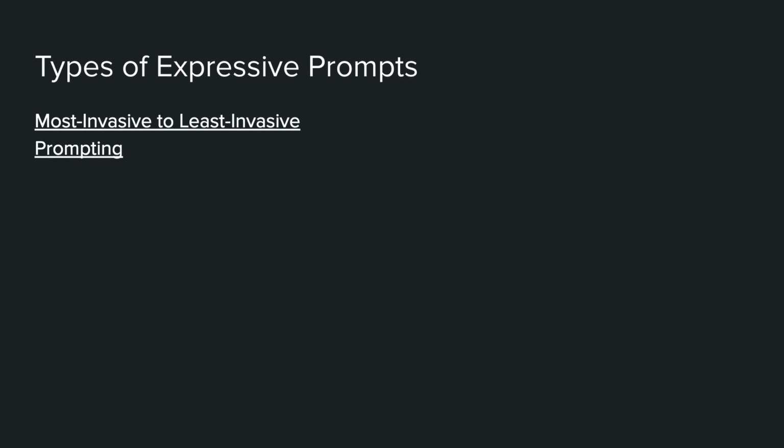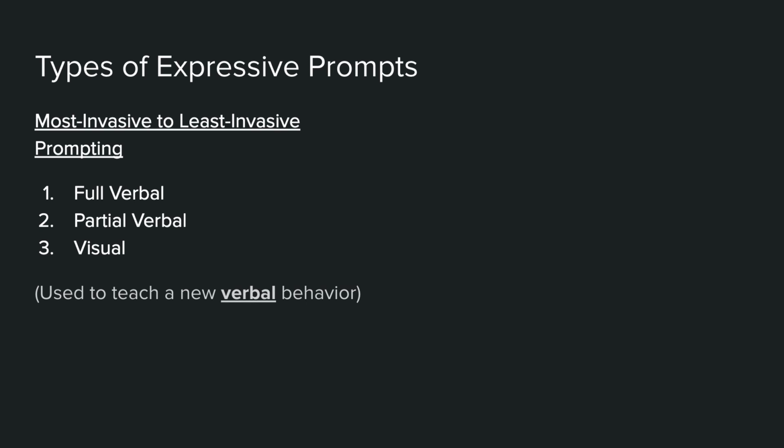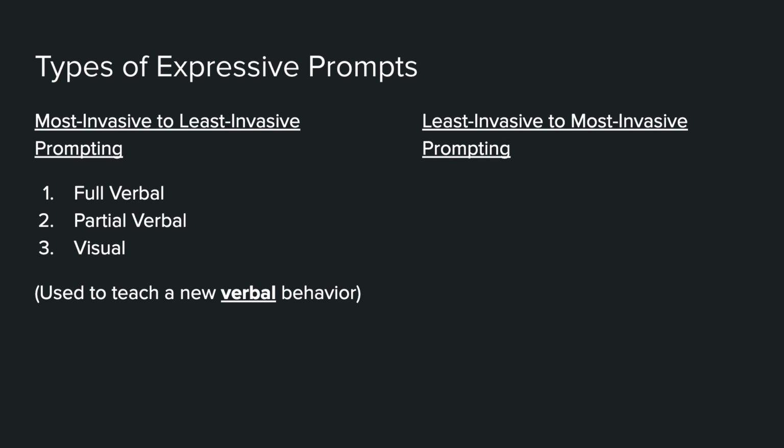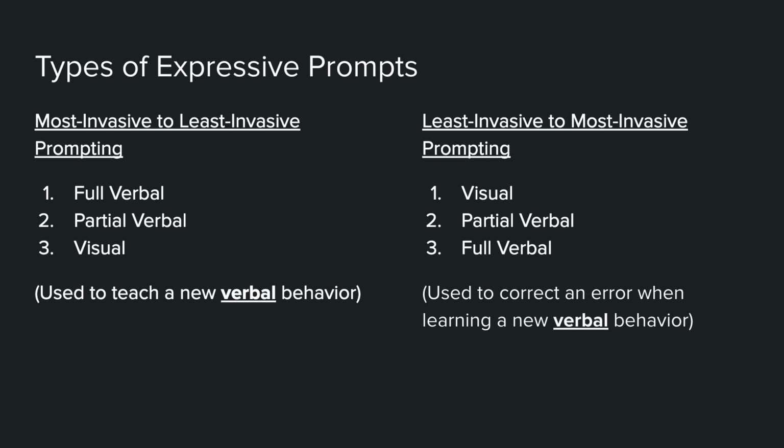Same thing, we've got our types of expressive prompts in our prompt hierarchies. You've got your most invasive to least invasive prompting. Same deal, except for verbal: full verbal, then partial verbal, then visual. And we're going to use this to teach new verbal behaviors. Then least invasive to most invasive prompting, reverse that. You start with your visual, then your partial verbal, then your full verbal. These are going to be used to correct an error when learning a new verbal behavior.